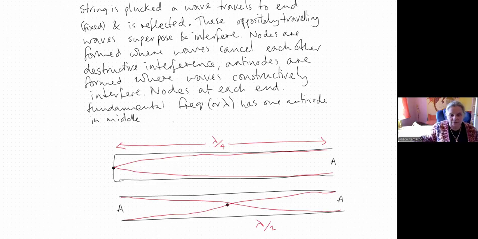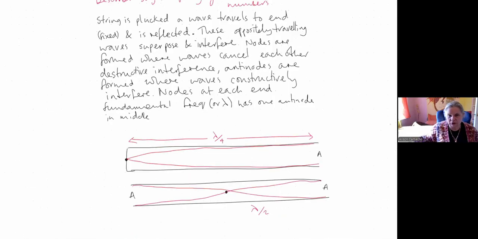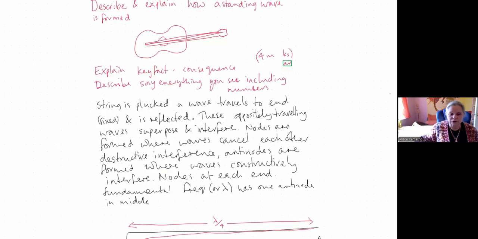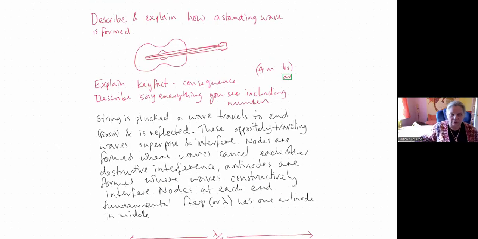Now I hope that this has shown you how to describe how a standing wave is formed. Now, have we explained it as well? What are the conditions that are required? What's the key fact? The key fact to explain how a standing wave is formed is you've got to have waves traveling in opposite directions, and they have to superpose and interfere. So there's my key fact. And the consequences: you get constructive and destructive interference, you get nodes and antinodes. So this is my key fact, and these are my consequences.